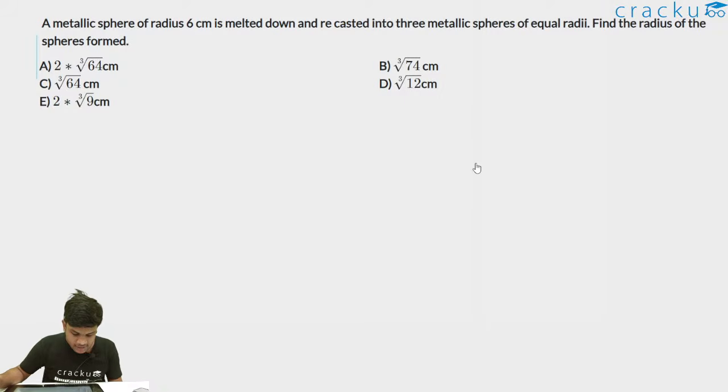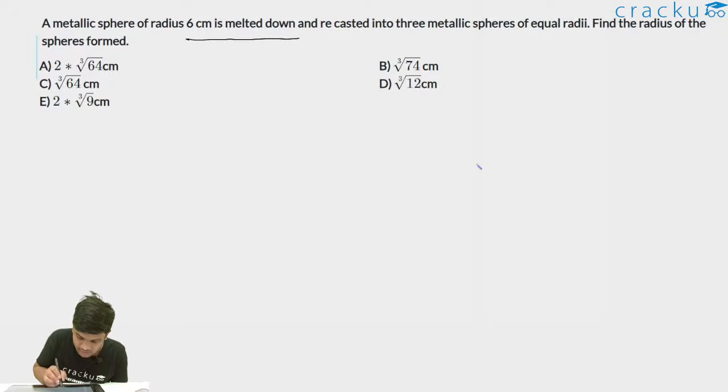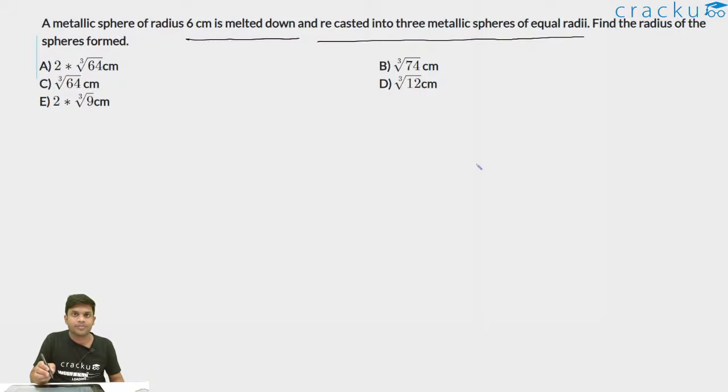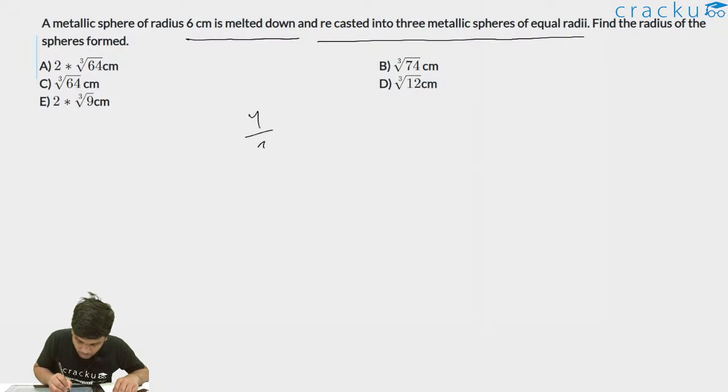Now in this case it is said that a metallic sphere of radius 6 centimeter is melted down and recasted into 3 metallic spheres of equal radii. So in the question of melting, what we basically do is we keep the volume the same. So the volume of the bigger metallic sphere, the volume of a sphere formula is 4 by 3 pi r cube.